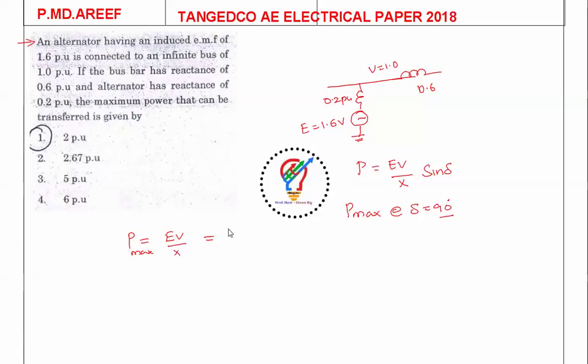Now here E is 1.6 and V is 1.0, divided by the reactance. The total reactance Xt is the sum of the alternator reactance plus the bus bar reactance. So it is 1.6 divided by 0.6 plus 0.2. 1.6 by 0.8 is 2 per unit. So the power transfer is 2 per unit here.